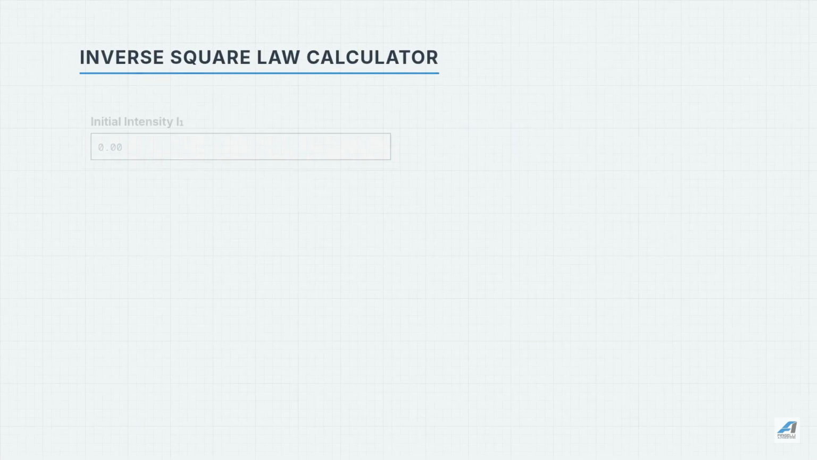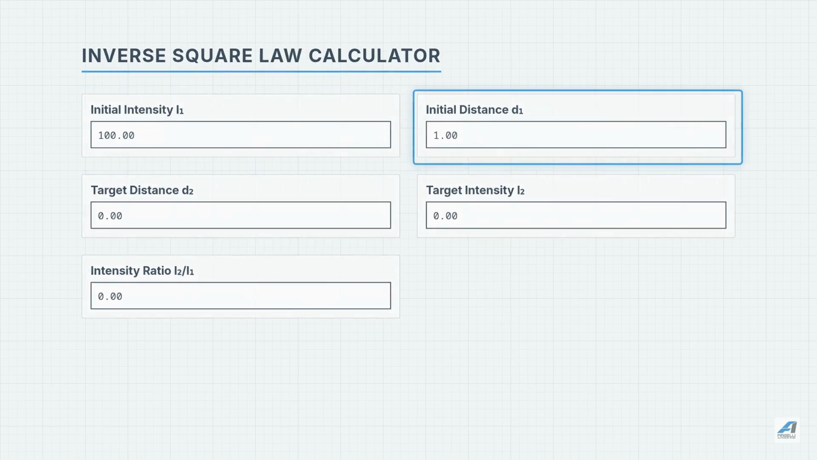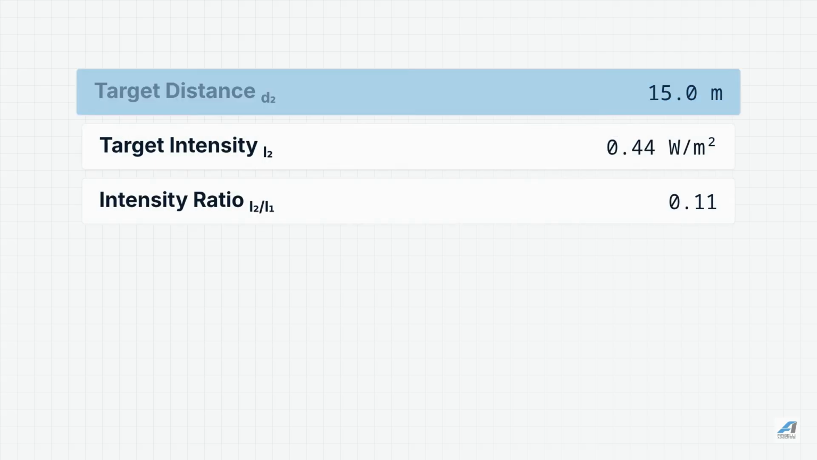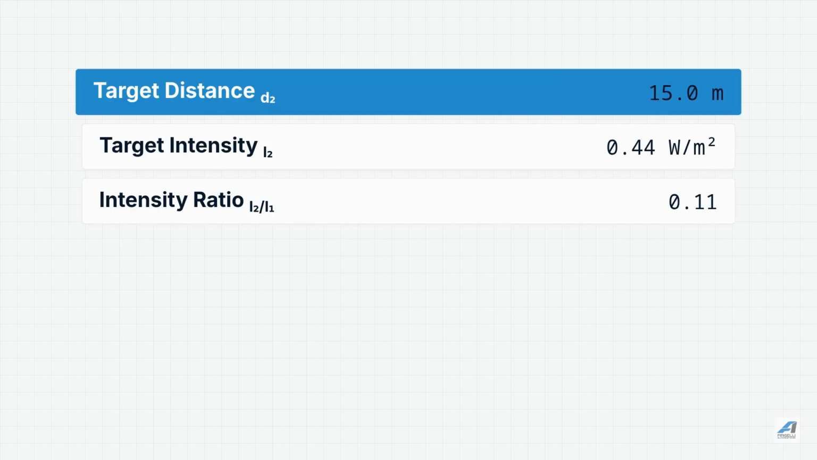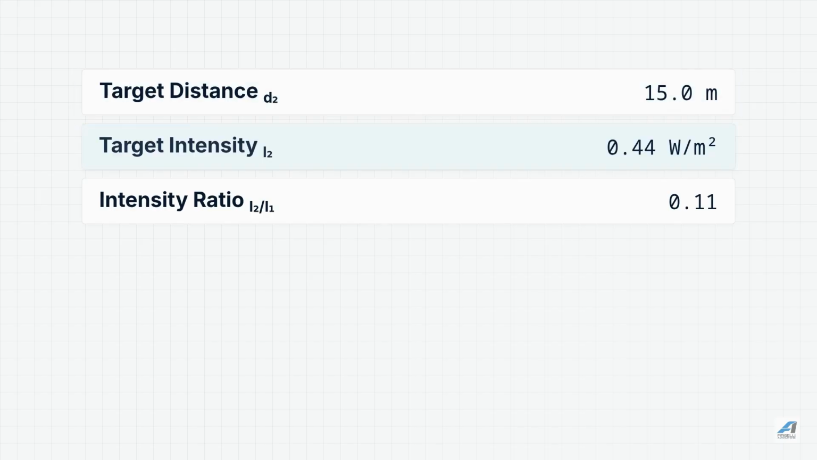The input fields are initial intensity I1, where you enter your starting intensity, initial distance D1 for your starting distance, target distance D2 for the distance where you want to find the intensity, target intensity I2, and intensity ratio I2/I1.